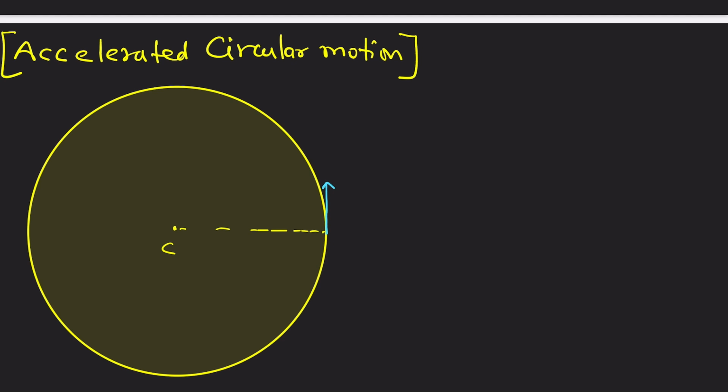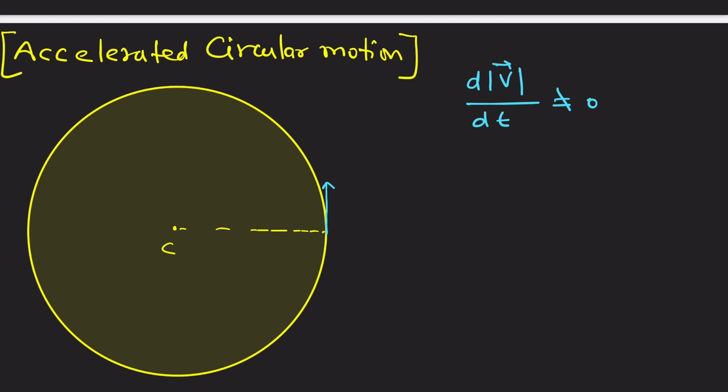So what is accelerated circular motion? Here the meaning of accelerated circular motion is that d of mod v by dt is not equal to 0. It means its speed is changing. And of course, if its speed is changing, it means what?